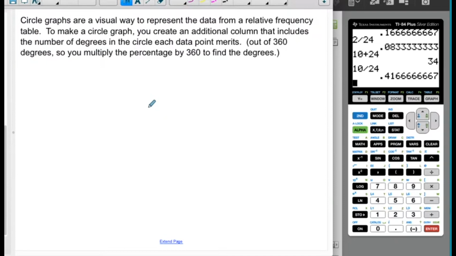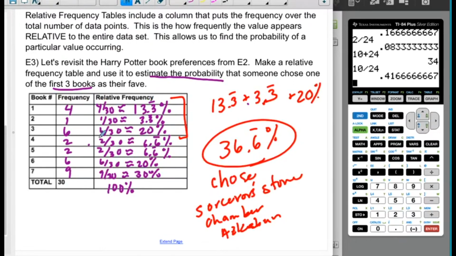So circle graphs are a visual way to represent data from relative frequency charts. To make a circle graph, you basically add a column onto that relative frequency table that includes the degrees in the circle. Since a circle has 360 degrees, you multiply the percentage by 360. So for example, if we go back to the Harry Potter example, the number of people that chose the Prisoner of Azkaban would be 20% of the circle. So it would be 360 times 20%, or 360 divided by 5, which should be 72. So I would use 72 degrees. So that's basically what's going to happen.